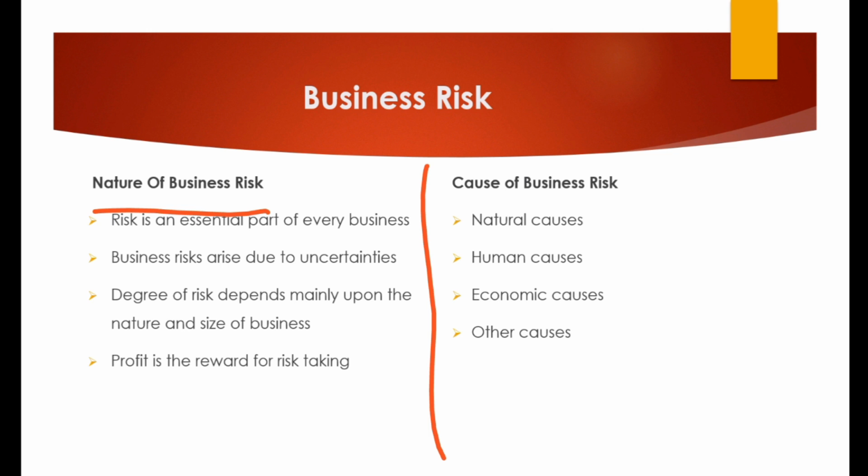First, nature of business risk is that risk is an essential part of every business. So every business, there is one or the other risk involved. There's no business where there's no risk. So risk is an essential part of every business. Risk arises due to uncertainty. We all know that uncertainty is something which we have not planned, which we don't know might occur. So it's very uncertain, unforeseen, where the business has not planned for that particular event and such event takes place. It's known as uncertainty. So business risk arises due to uncertainty.